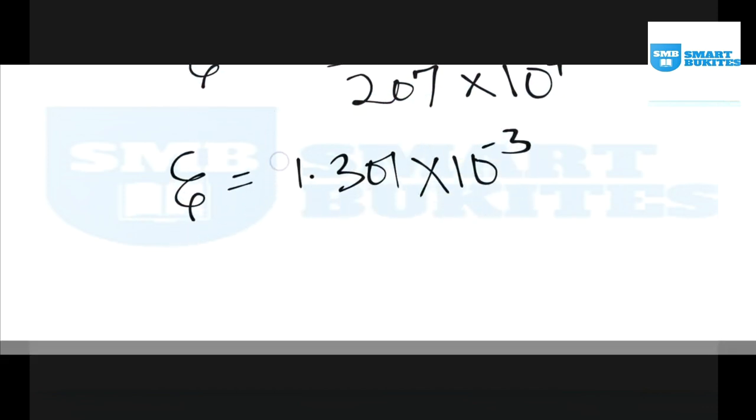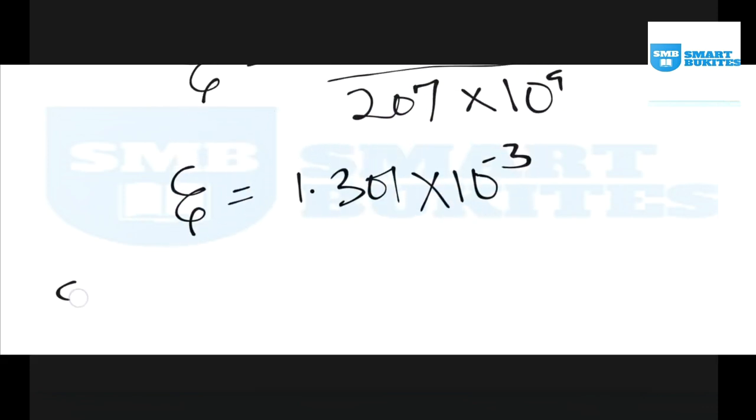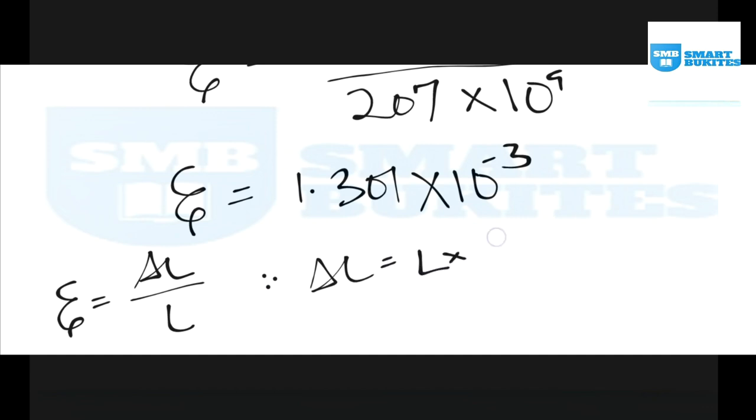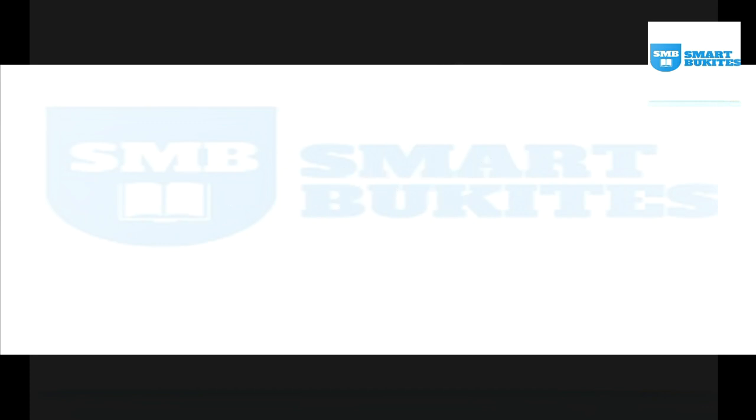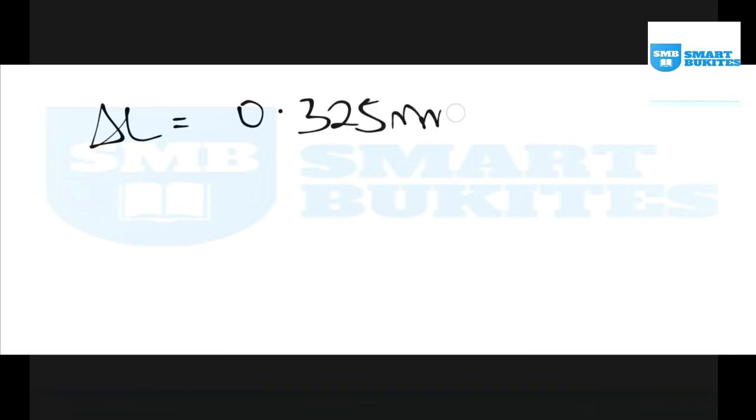Now we can find the change in length, because we know that strain is equal to the change in length over the original length. Therefore, the change in length is going to be the original length times the strain, which is equal to 250 millimeters multiplied by 1.301 times 10 to the power of negative 3. Calculating well in your calculator, you'll see that the change in length is equal to 0.325 in millimeters also. This is the A part of the question.